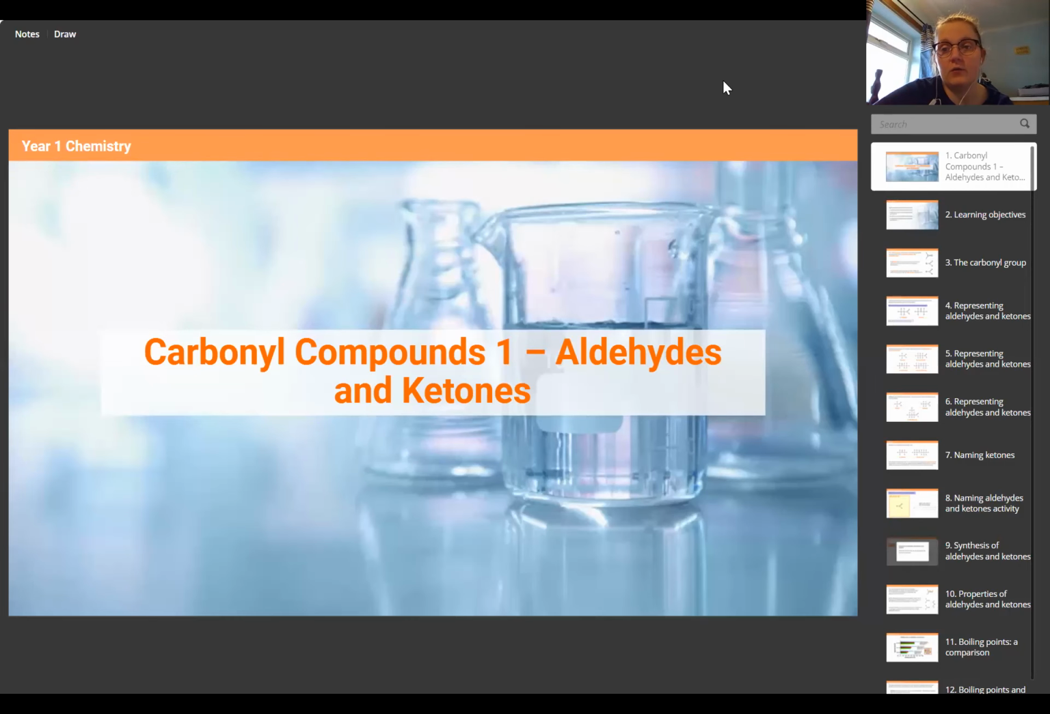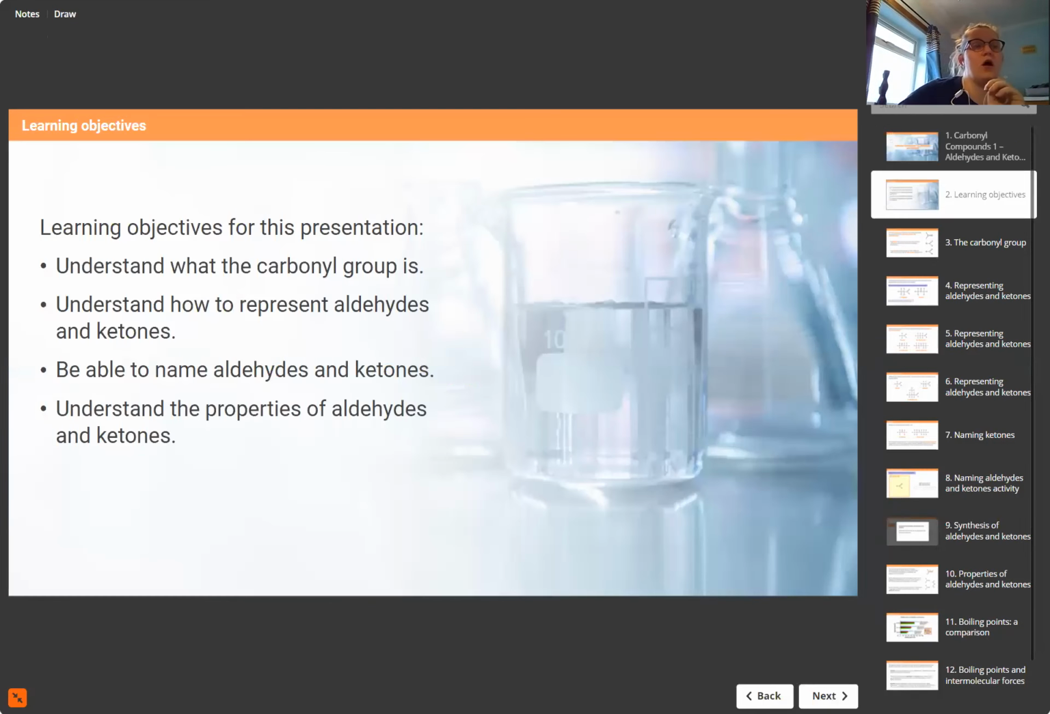Okay, so today we're going to look at aldehydes and ketones, which is part of A2 chemistry and carbonyl compounds. So what we're going to look at is what a carbonyl group is, which is just a bit of recap because we have looked at these slightly before, understand how we would represent an aldehyde and ketone, be able to name aldehydes and ketones, and then understand the properties of aldehydes and ketones.